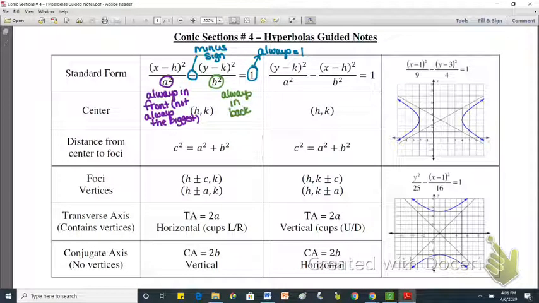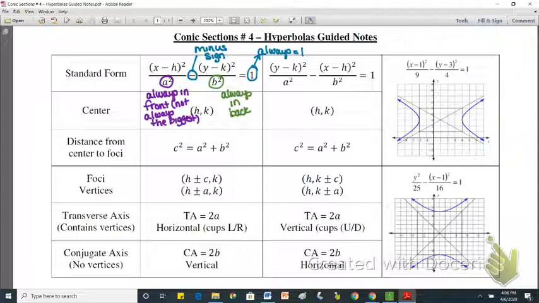Welcome back, everyone. Today we're going to start our last conic section. Conic section 4 is hyperbolas. Now, if we look at these equations, they look really familiar to what we had yesterday. The one main difference with ellipses, we were adding the two fractions, so there was always a plus sign in between them. For hyperbolas, there will always be a minus sign. But just like yesterday's, we will always set it equal to 1.